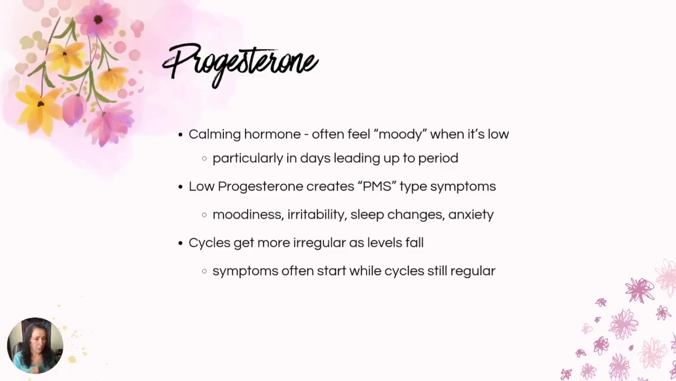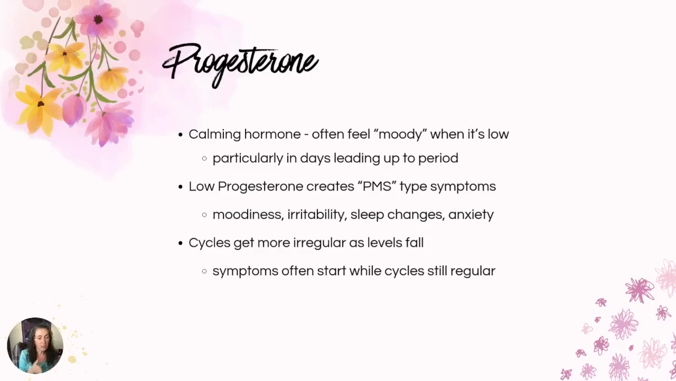So we're going to first talk about progesterone, because it's often the first one that's affected. Progesterone is like the calming hormone. It's the hormone that helps our nervous system settle a little bit. And we often feel moody when it's low, particularly in the days leading up to our period, when the corpus luteum is getting smaller and smaller, or when the corpus luteum is just not as juicy. Those are the first things that we're usually going to notice.